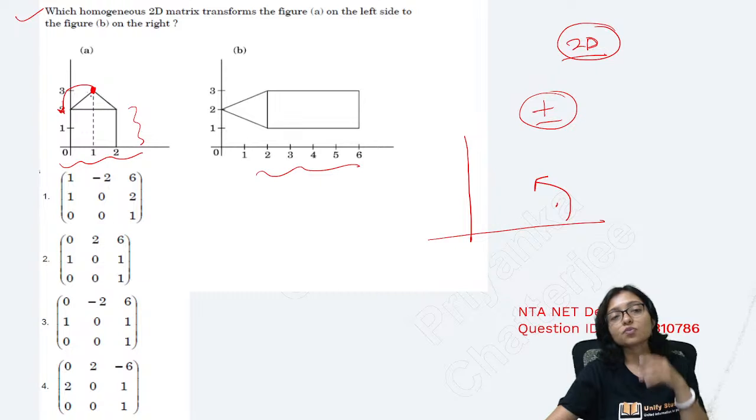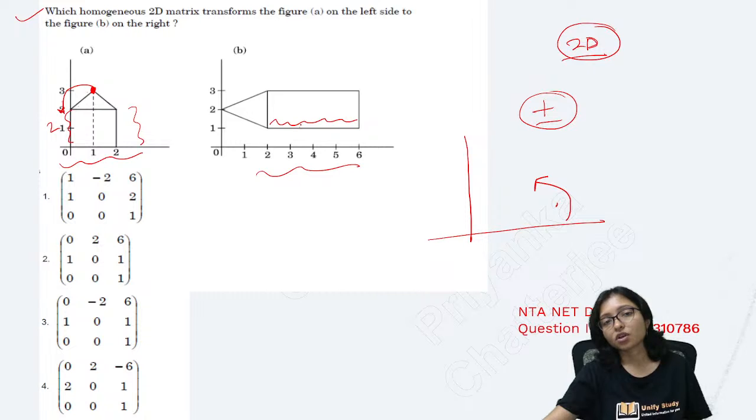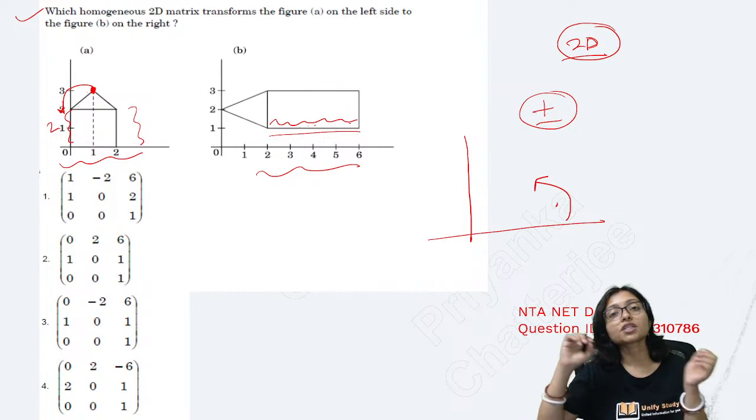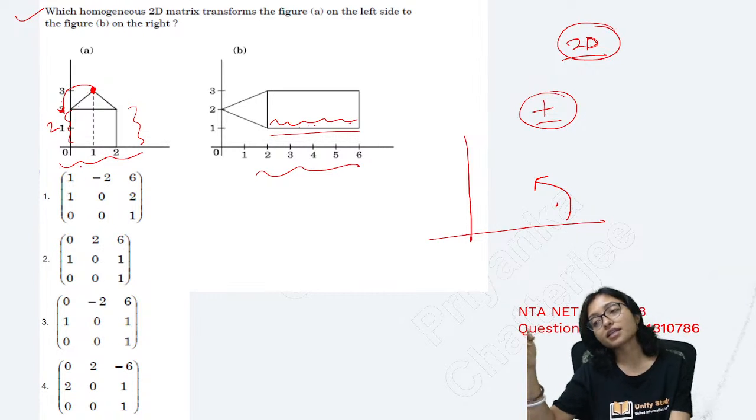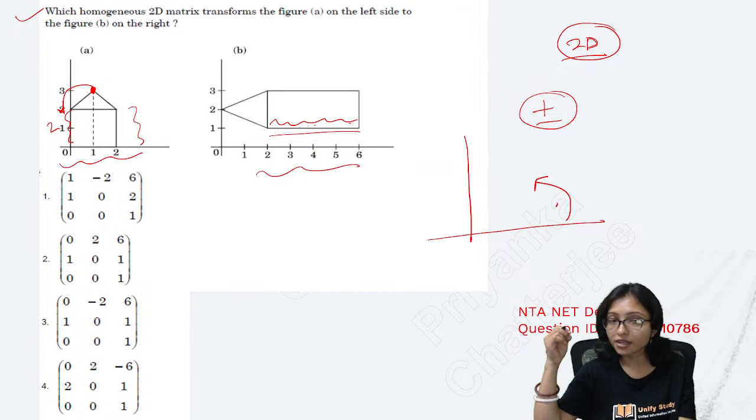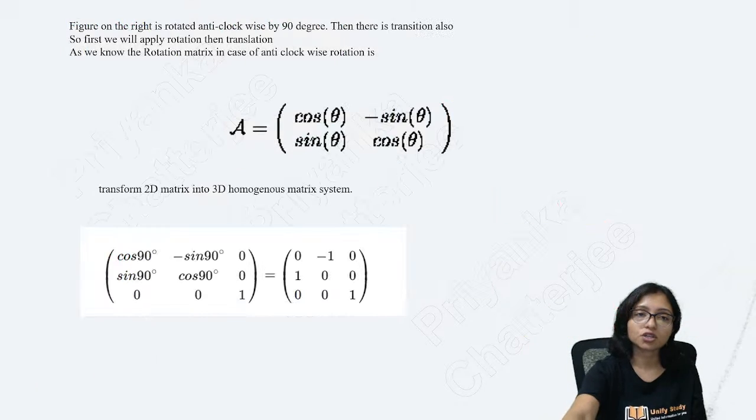So whenever this point shifted here and the object rotated, after that also actually this value was 2, but now this value changed, only this part changed. So it means rotation is also there and translation, that the point shifted, this point is shifted to another point, that is called the translation. So here is rotation also and translation also.